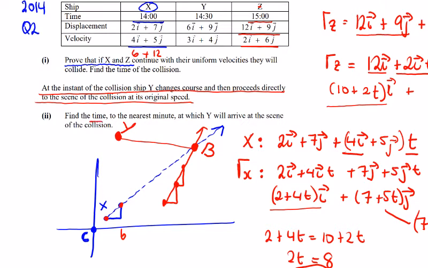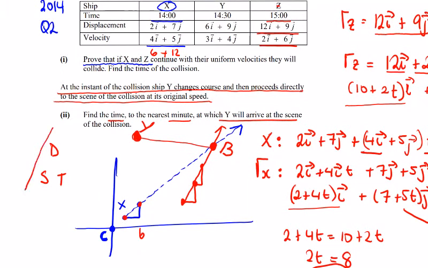So we're asked to find the time to the nearest minute at which Y will arrive at the scene. So we have a distance. So we're looking at distance, speed, and time. All we have to do is decide which ones we have. We're looking for time. They've asked for the time. So we need distance and speed. And they tell us it's the original speed. So all we're looking for here is the distance that Y is away from the collision.